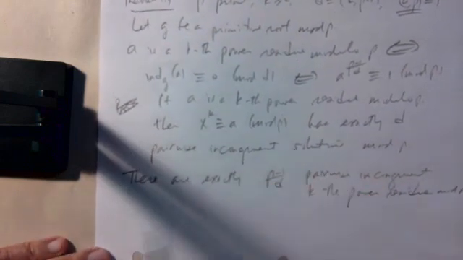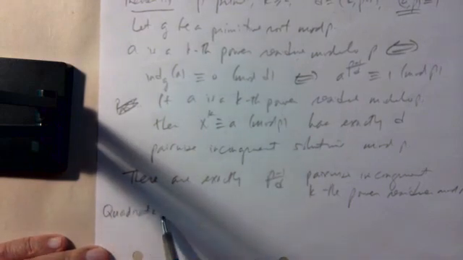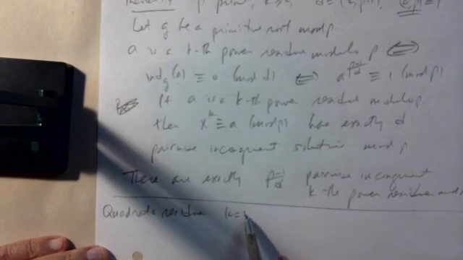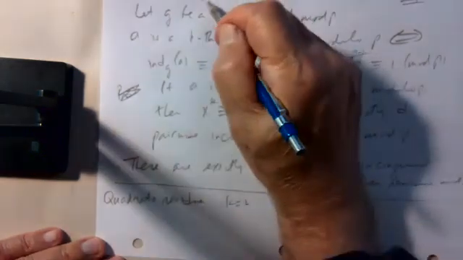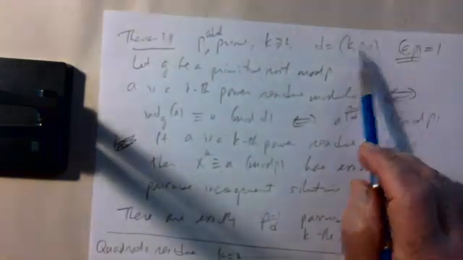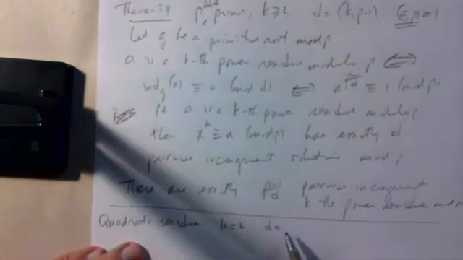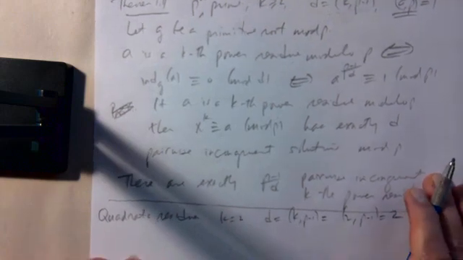So let's just look at the special case of quadratic residues and see what this theorem says. So quadratic residues, that's when you're taking the power k equal to 2. And let's say P is an odd prime, P equal 2 is not very interesting. If P is an odd prime, P minus 1 is even, 2 divides P minus 1, so D, the greatest common divisor of k and P minus 1, which is the greatest common divisor of 2 and P minus 1, is equal to 2.